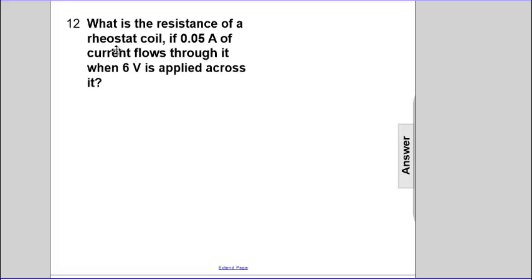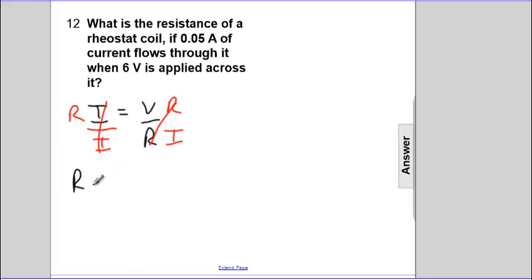What is the resistance of a rheostat coil? A rheostat is simply a dimmer switch. If 0.05 amps of current flows through it when 6 volts are applied across it, that's wordy. So we're going to solve for resistance. I is V over R. So we'll multiply both sides by resistance, and that will leave us with V equals IR. So we want to get R by itself. So I'll divide by I, cancel, and it will leave us with the equation R is V over I.